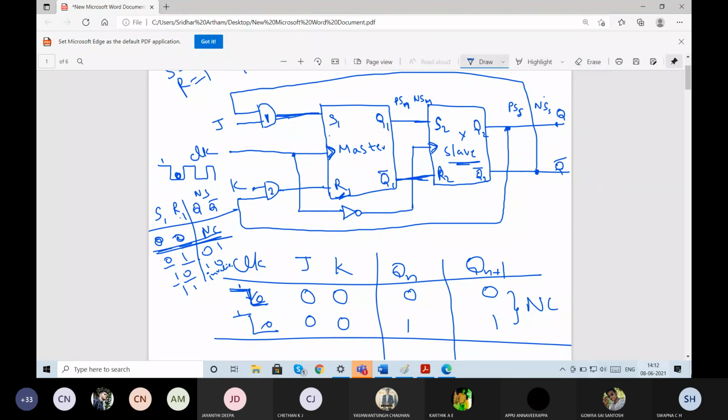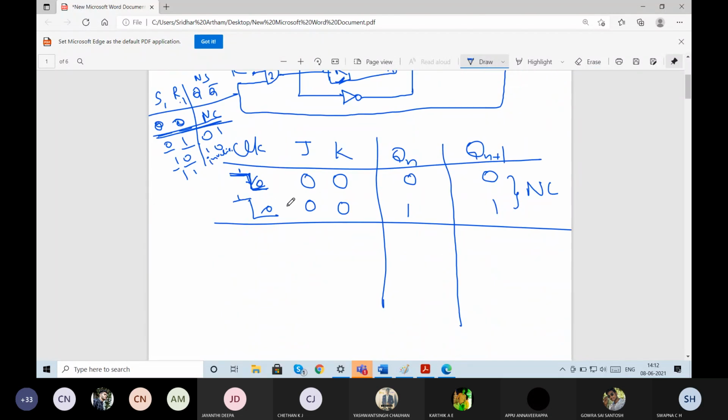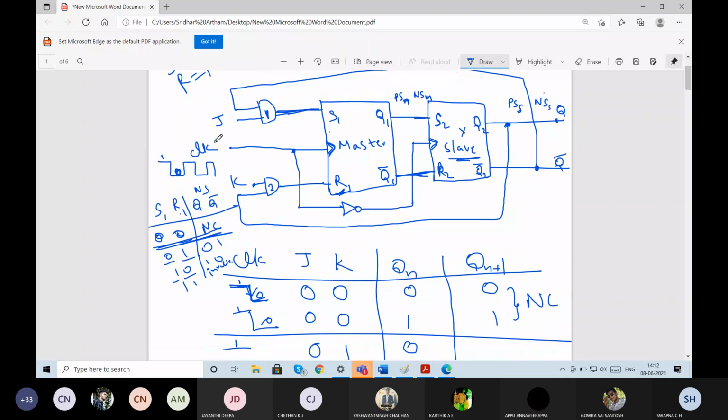Now the next condition is J is equal to 0, K is equal to 0. First I'll give clock as 1, then the present state as 0. Now J is equal to 0 and K is equal to 1. For that case I need to analyze. Okay, first I'm taking clock as 1. Clock is equal to 1. Okay, if clock is 1, the master will get clock value as 1, but the slave will get clock value as 0.